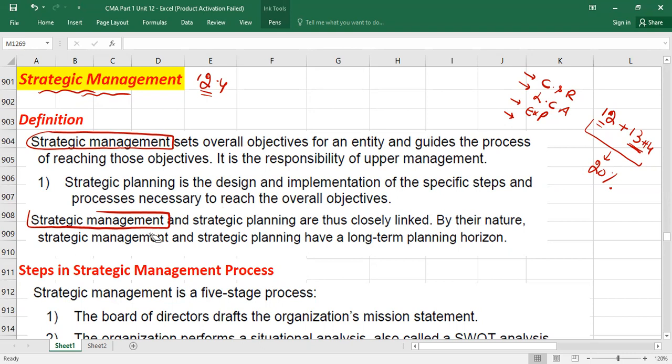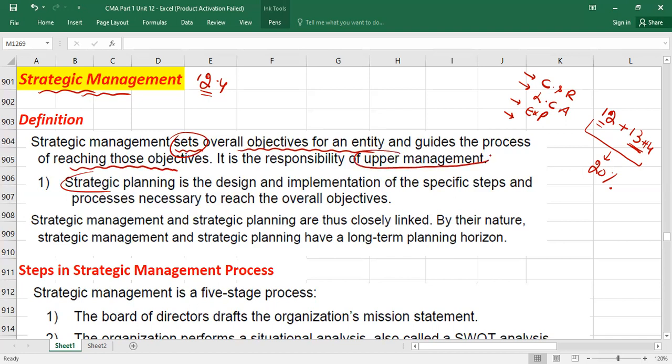There is strategic planning in other words, which is explained here also. Under strategic management, please remember, we will set overall objectives for an entity. So this is the keyword here. Here we are setting the overall objective for an entity, right? And strategic management will guide the process of how we can reach those objectives. And it is always the responsibility of upper management. So I'm repeating one more time: under strategic management, we will set the overall objective of the entity, and it is the responsibility of upper management.